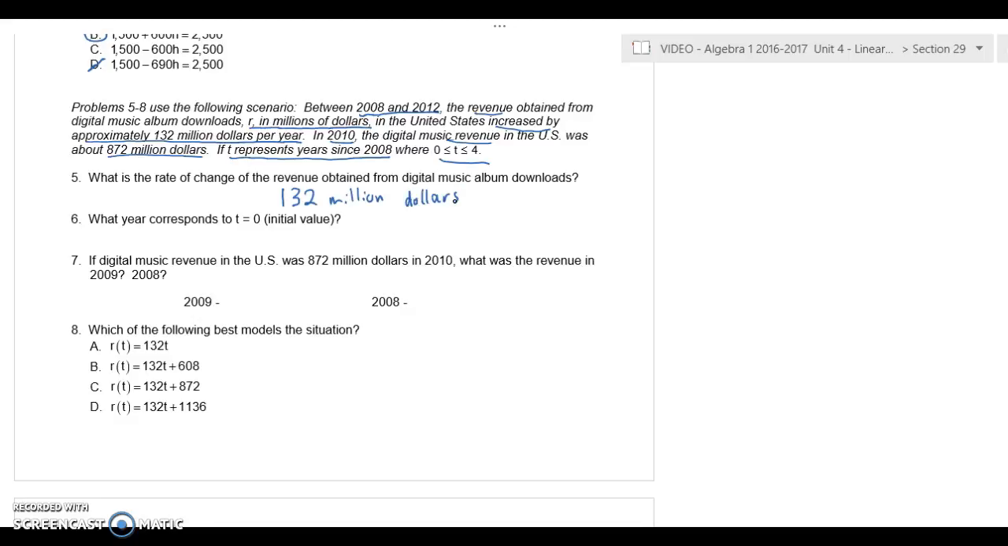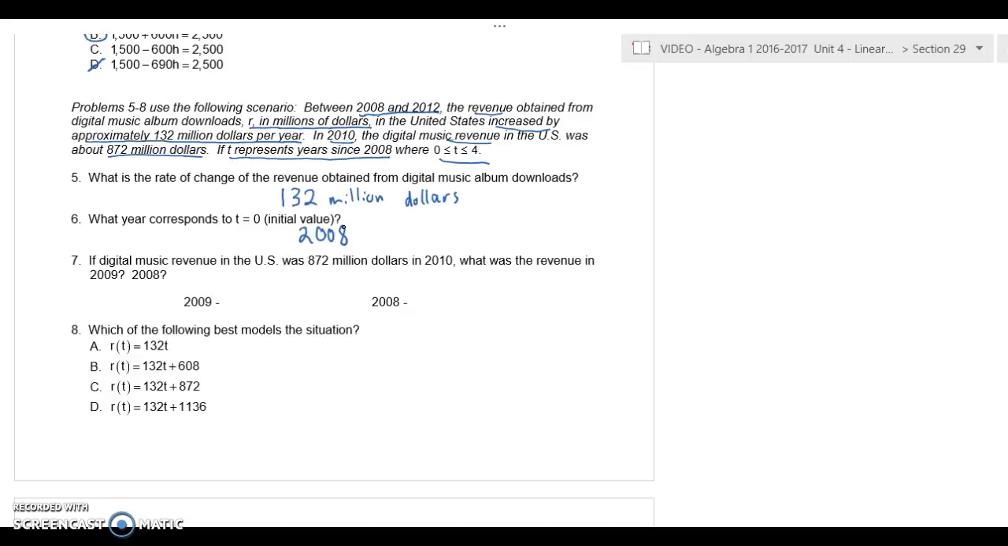Number 6 says, what year corresponds to t equals 0? When did we start measuring the data? It's not 2010. We have a data point there. But it's actually in 2008, because that's when we know it, between 2008 and 2012. So 2008 would be our 0 year.